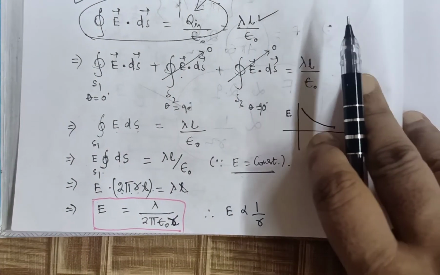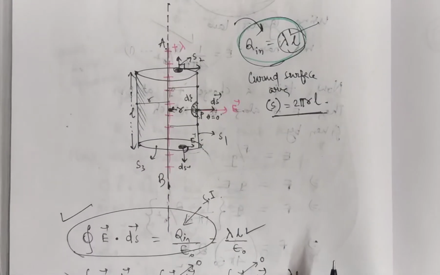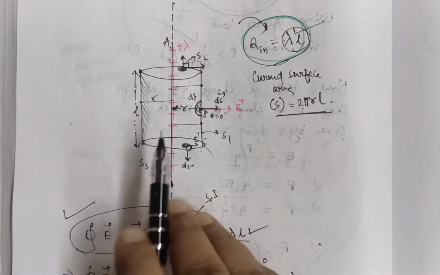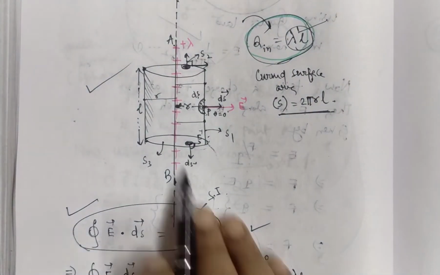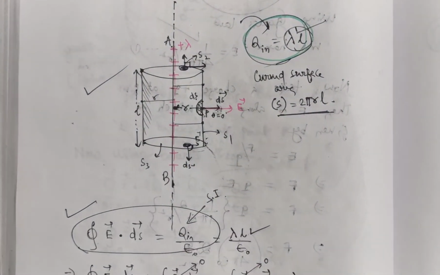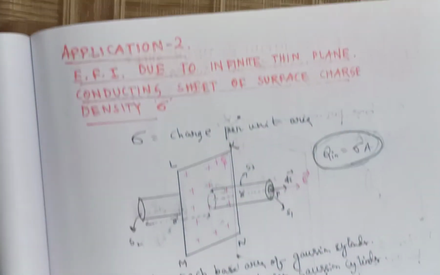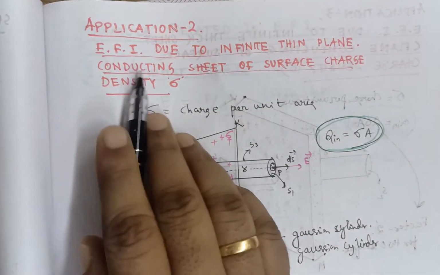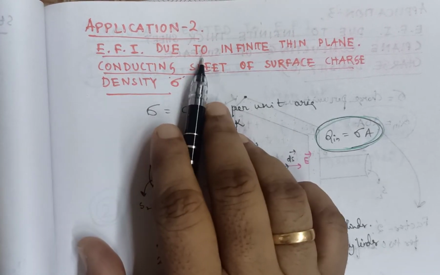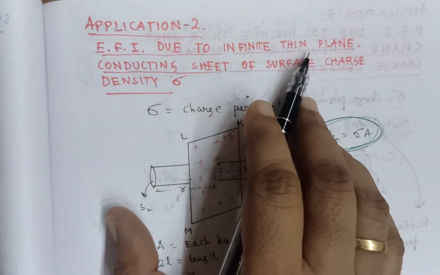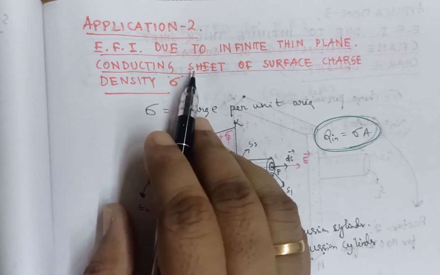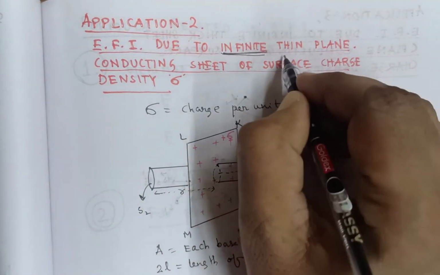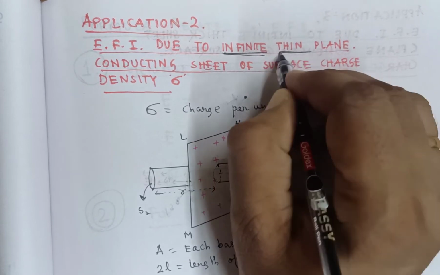So the main part of the derivation is how you select the Gaussian surface and the systematic diagram. This is very important. So next we will proceed to the next application, and you see what the heading gives here. Here we have to calculate the electric field intensity due to an infinite thin plane conducting sheet. Infinite means the sheet is very large, thin means very thin.